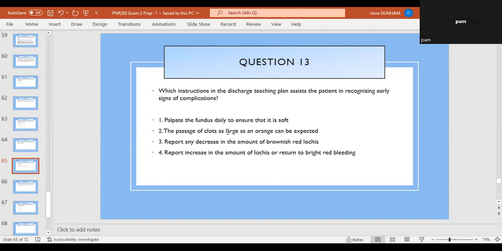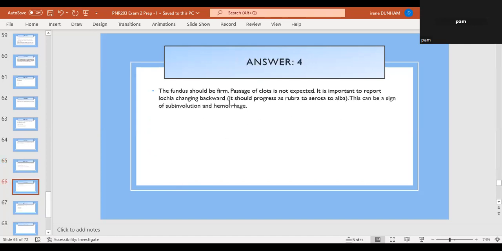The passage of clots as large as an orange can be expected. No, well, hopefully not, right? Okay. Report any decrease in the amount of brownish red lochia? No. How about reports increase in the amount of lochia or return to bright red? Gee, I think we said that, right? This is why it's very important. So let's go see if it's number 4.